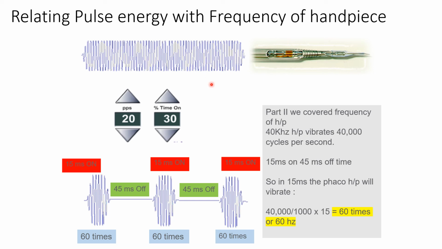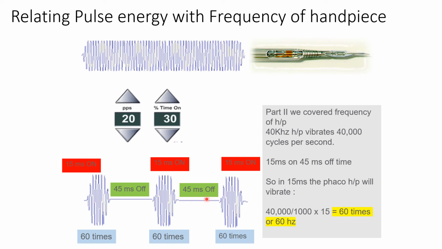That is, in 1 second or 1000 milliseconds, the phaco tip is designed to vibrate 40,000 times, isn't it so? Therefore, in 15 milliseconds, the phaco tip will vibrate 60 times. So we know the on time with 20 pulses per second, 30% of on time. The 15 milliseconds will be the actual absolute on time. And in that 15 milliseconds, the phaco tip will vibrate 60 times or 60 hertz and then stop for 45 milliseconds. Then again it will start vibrating 60 times within the 15 milliseconds and then stop vibrating.